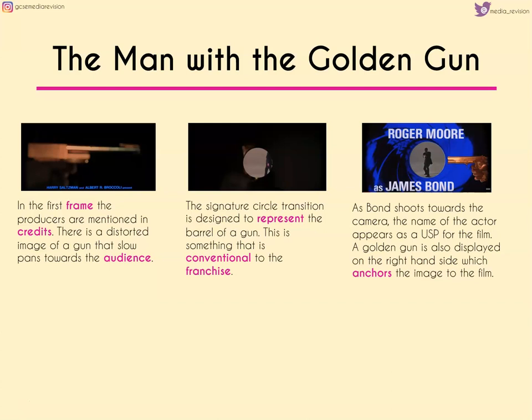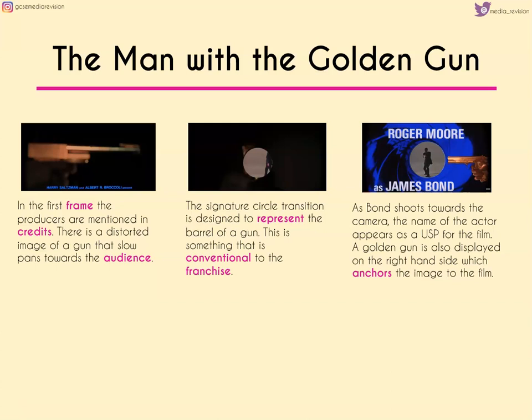So we start off with the first frame, and the producers are mentioned here, as we can see Harry Saltzman and Albert R. Broccoli, who's a very famous producer and director of films. They're mentioned as credits, obviously, to give them some sort of credit for whatever it is that they've made, which we would expect to find on the credit block within a poster as well. Now we also have this distorted image of a gun in the background. We can tell that it's golden, so we've got anchorage towards the title of the movie, but it also has a very slow pan that moves towards us as an audience.